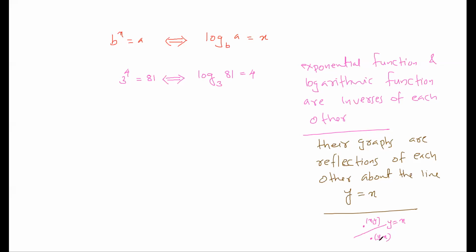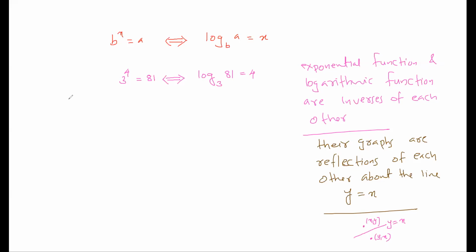If y is equal to x is the mirror, then if (x, y) is on one side, then automatically (y, x) will be on the other side. And that is the inverse actually. Inverse means, as we saw in relations and functions, x is mapped to y, and the function which maps y back to x is known as the inverse of the function. So if a function has (x, y), its inverse has (y, x). That is why the graph of inverses are always a reflection of each other about the line y is equal to x. Now in the exponential function we saw the natural exponential function.